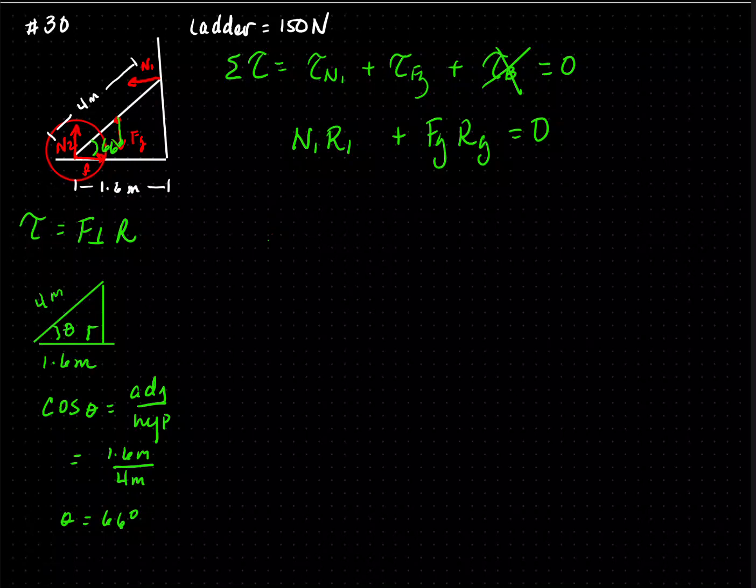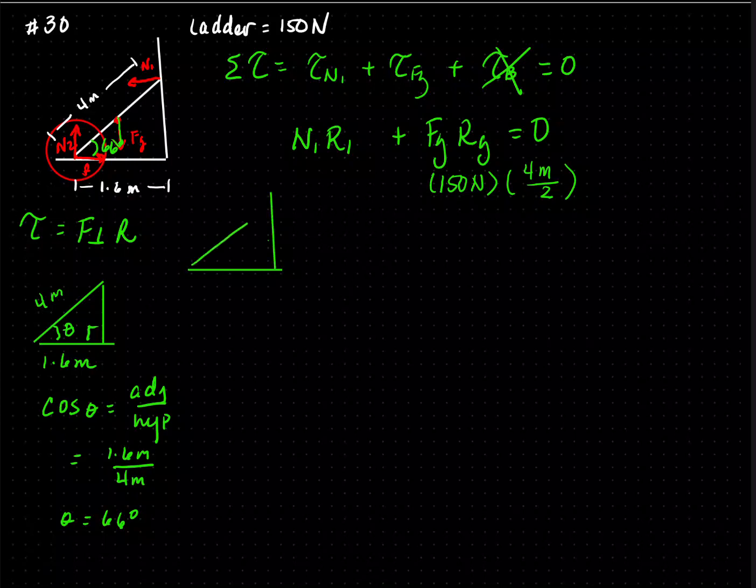So now I'm going to plug in to solve for N1. I know my weight of the ladder is 150 because it was given in the problem. My radius, my distance from the pivot point, is going to be halfway up the ladder. So it's going to be 4 meters, because the entire length of the ladder is 4 meters, divided by 2. Since my weight is not perpendicular to my lever arm, I need to resolve it. So I'm going to redraw my picture.